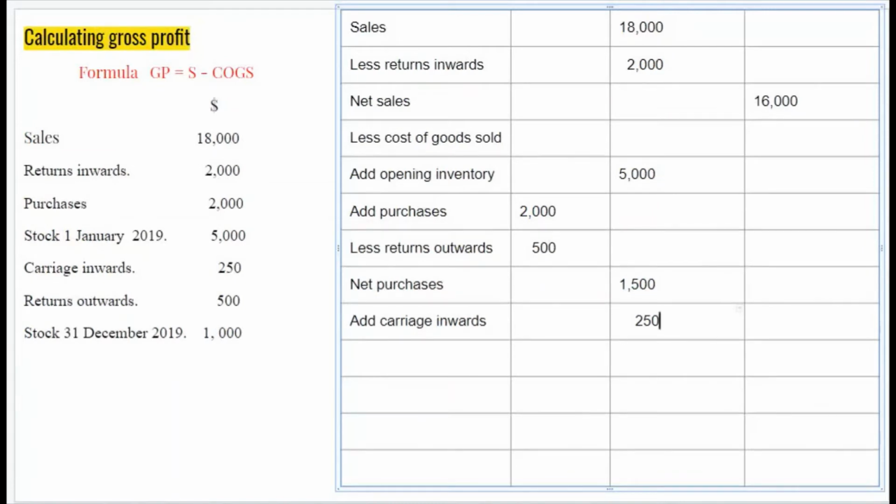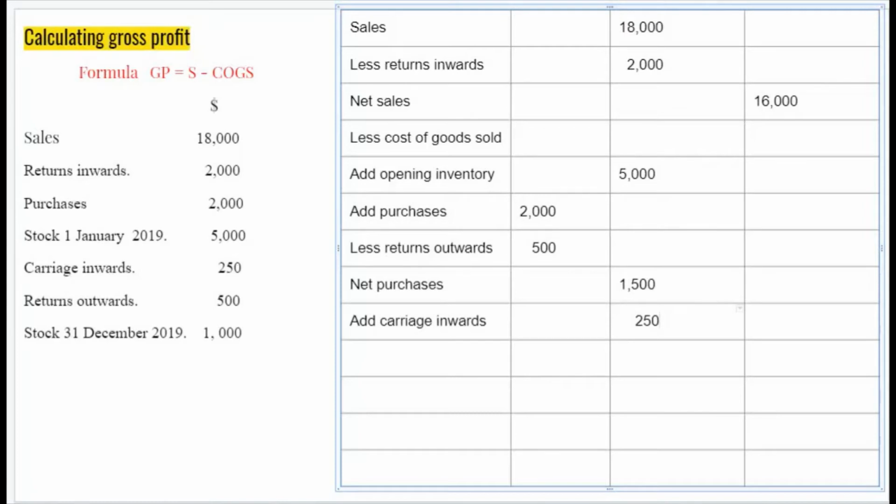So far we have covered 4 questions. So let's quickly review them. First question, did we start with any stock, opening inventory? Did we buy any additional purchases? We would add our purchases. Did we return any of the items bought? Return outwards, you less. Then our fourth one, did we pay to carry the goods into the business? Carriage inwards, you will add. So far we have covered 4 of our questions.